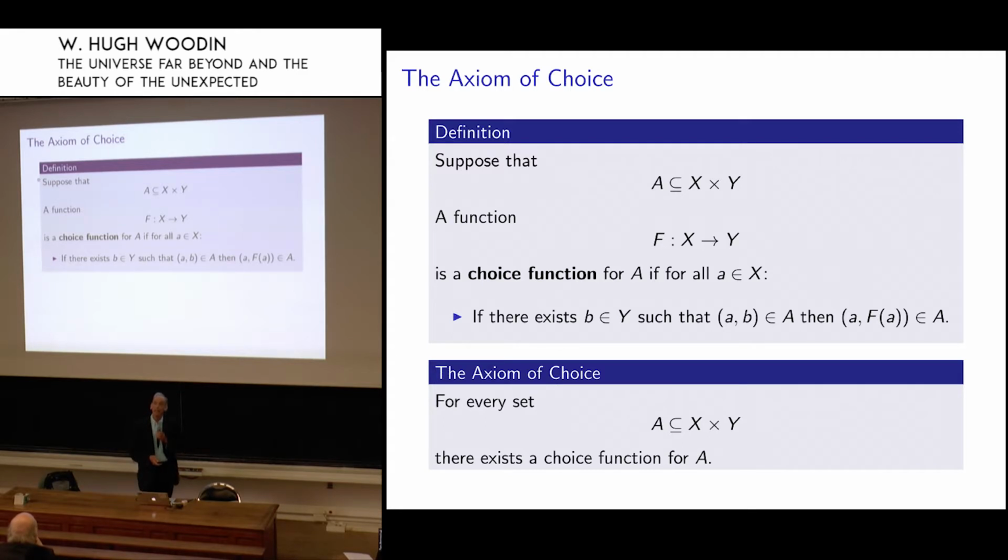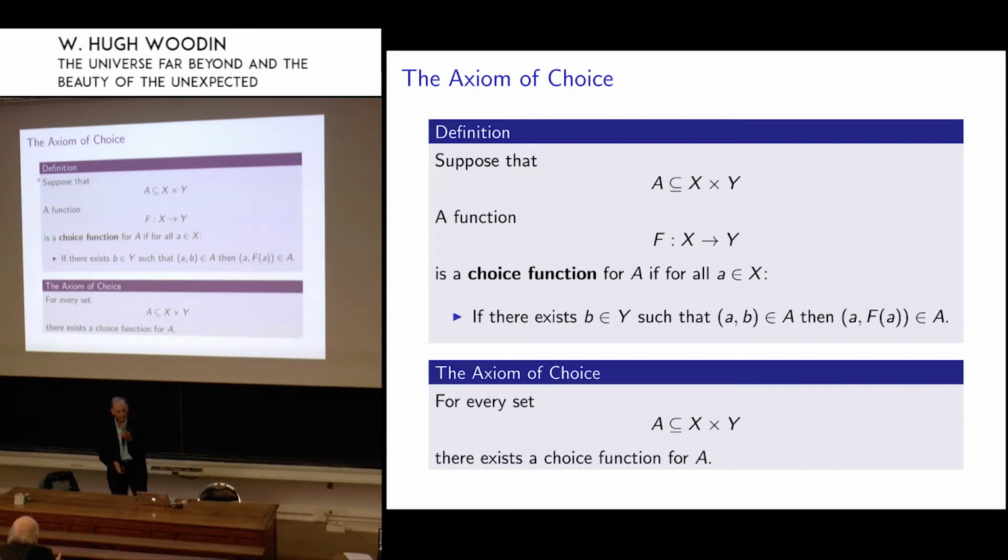Okay, now I should talk about the axiom of choice. So suppose you have a set of pairs, a subset of x cross y. A function f from x to y is a choice function for A if for all a in x, if there is a b in y for which the pair (a, b) belongs to the set A, then the pair (a, f(a)) belongs to that set. The function is choosing. The axiom of choice is the axiom that asserts that every set has a choice function.